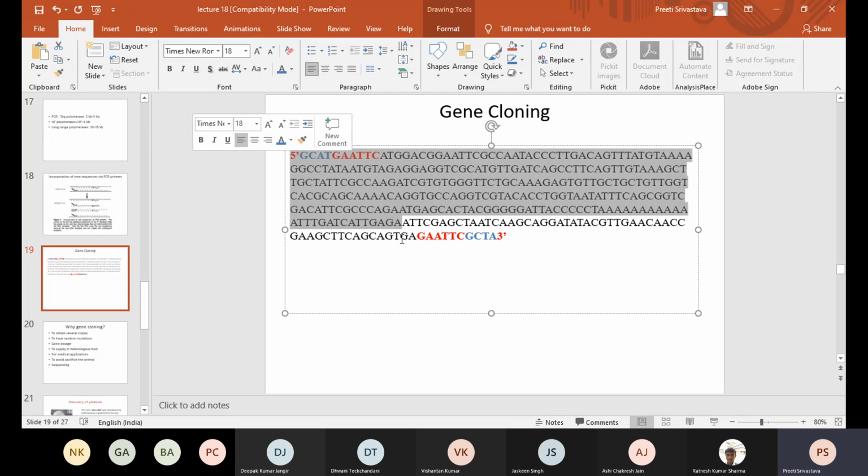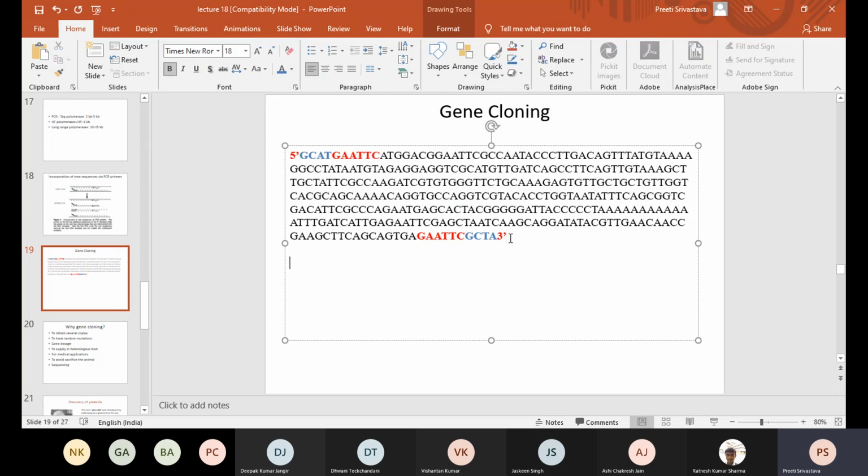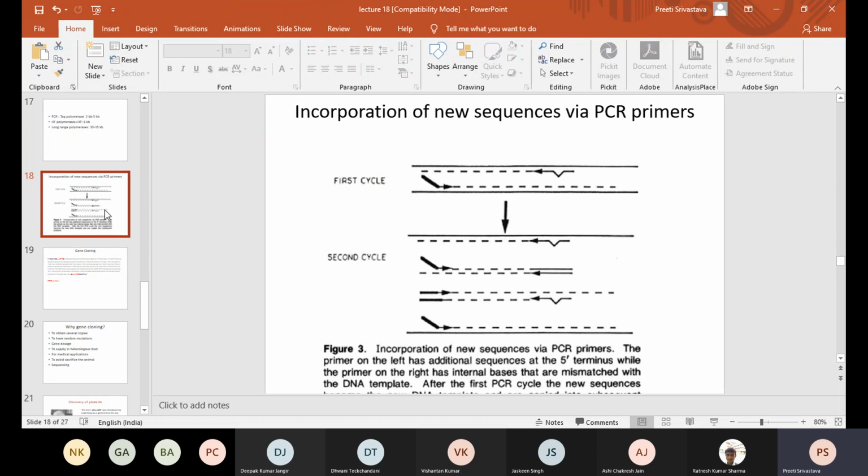Okay, so now class, when we design the PCR primer, the primer should have the sequence of the one shown in blue, the one shown in red, and the one shown in black. So the PCR primer will actually have an extra sequence. Are you getting my point or no? So this sequence is extra. Yes, we are getting it. And therefore, in the first cycle, the primer will hang up like this.